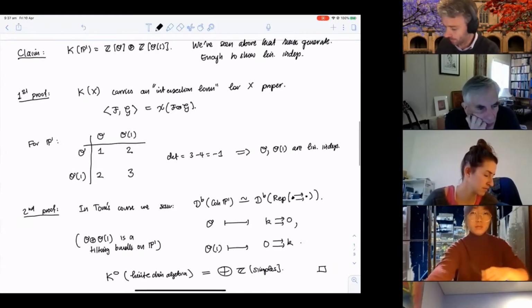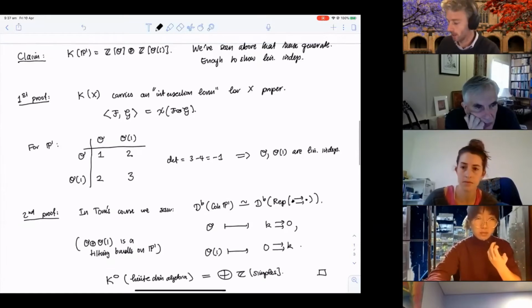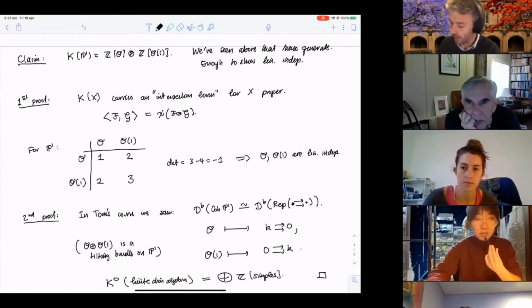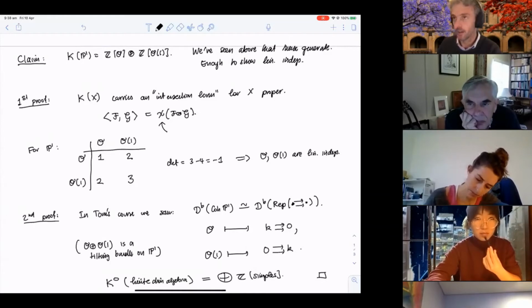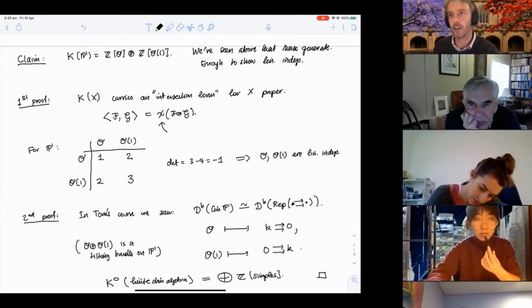And where are we using properness? Oh, just that this Euler characteristic is a finite number. You want this to be the Euler characteristic of a complex with bounded and finite dimensional cohomology.